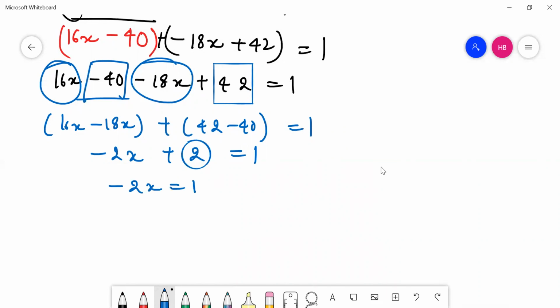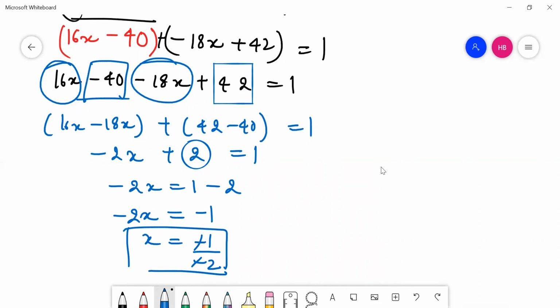I'm going to take 2 on the other side of the equation. It would be minus 2. 1 minus 2 will give me minus 1 minus 2x. X will be minus 1 divided by minus 2, which will be half. So x value is half.